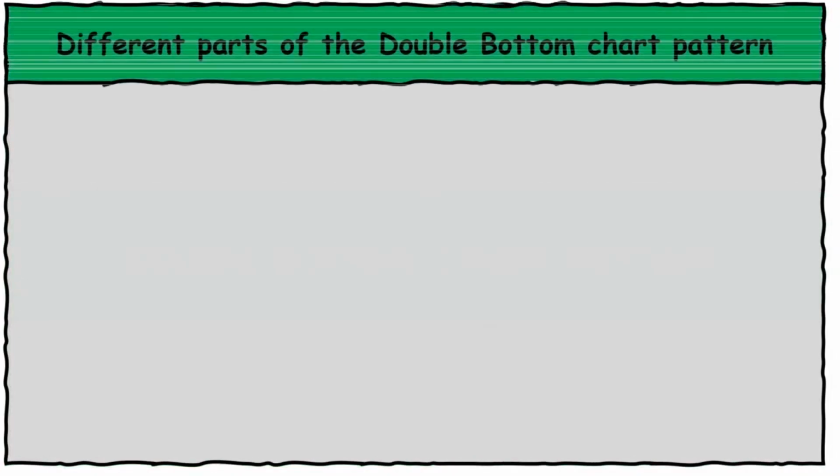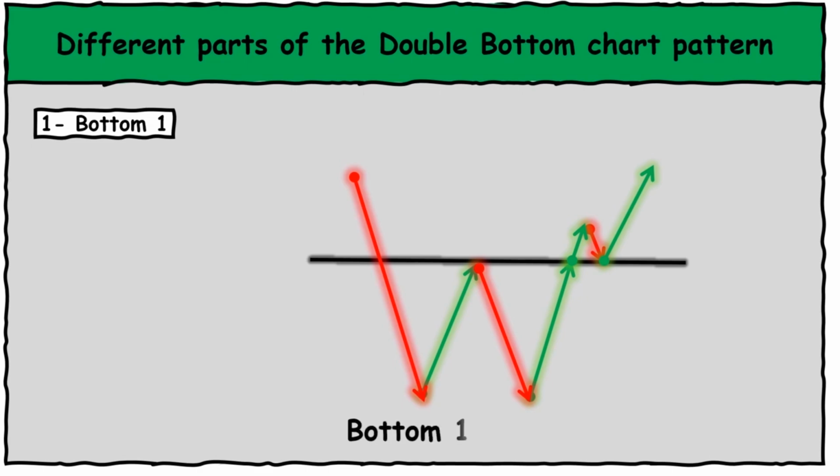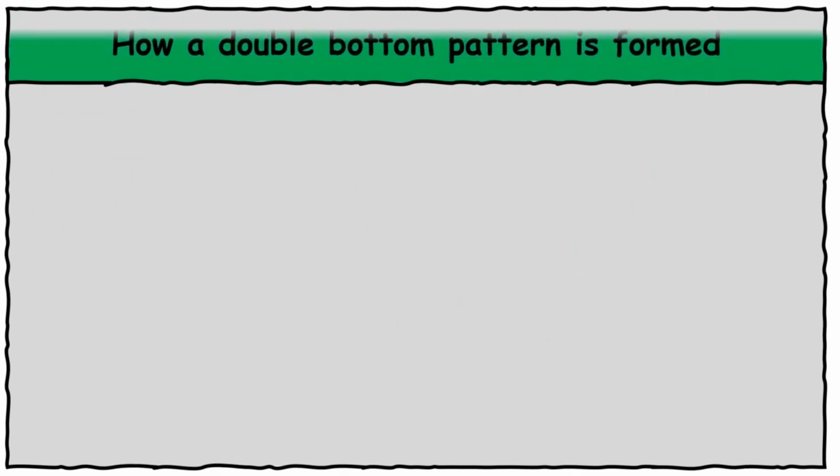Different parts of the double bottom chart pattern. 1. Bottom 1. 2. Bottom 2. 3. Neckline, resistance. How a double bottom pattern is formed.